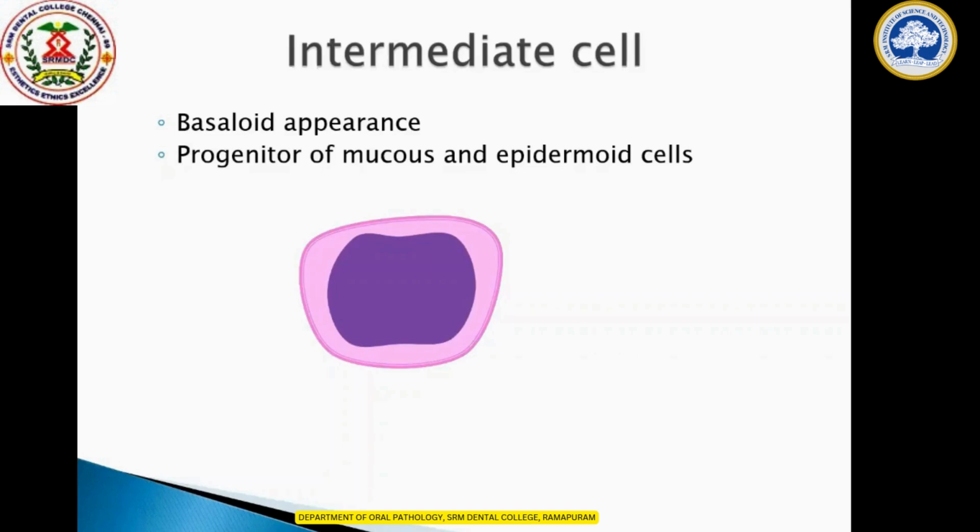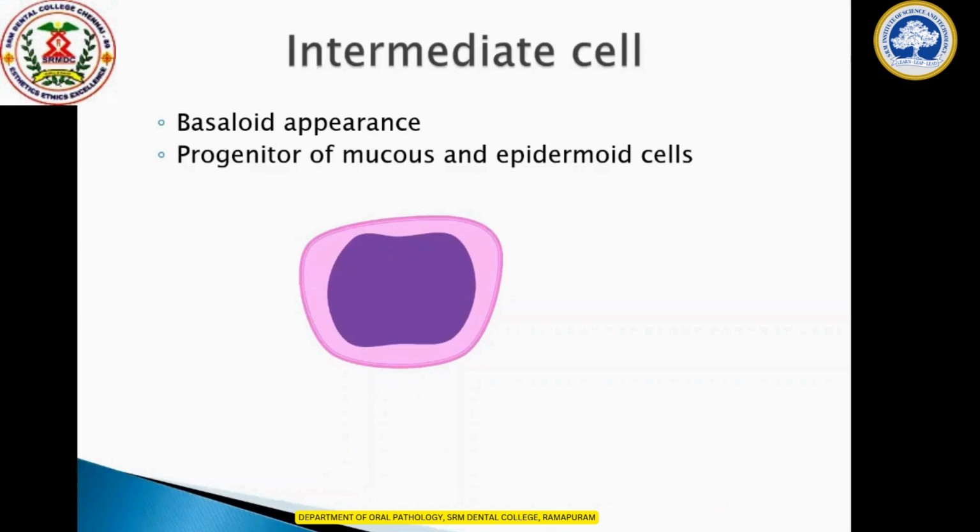So the intermediate cell, what they are saying is it's a highly differentiated myoepithelial cell, and it's also called a maternal cell because again this can differentiate and give rise to your mucus or the epidermoid cells. And if you see the morphology, the appearance of the intermediate cell, it has a basaloid appearance.